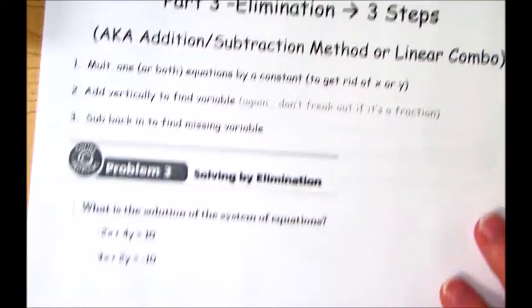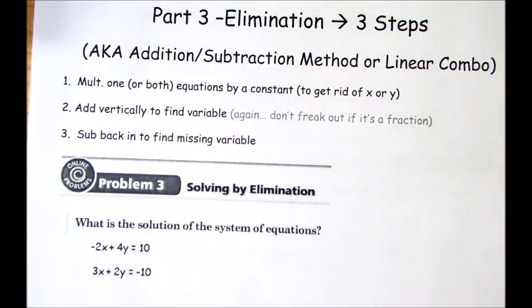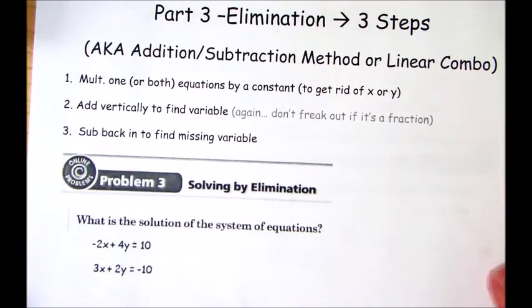Part 3, elimination. There are 3 steps. So we've done graphing, we've done substitution, last one, elimination, also called the addition-subtraction method or linear combination. You're going to multiply one or both equations by a constant. You're going to add vertically to find a variable, and you might get a fraction, and substitute that variable back into one of the originals to find the missing.